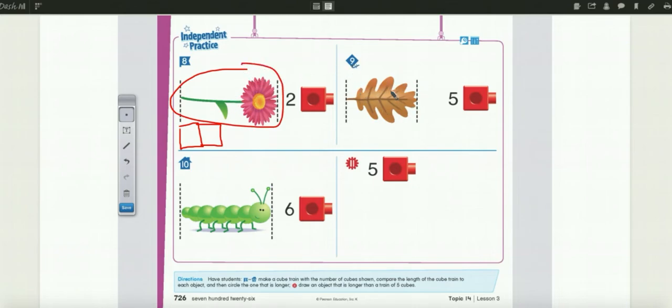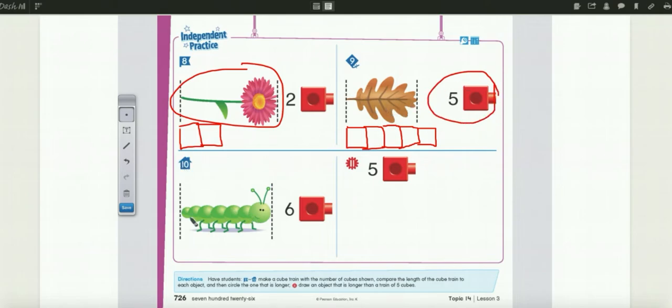Let's look at number 9. We have a picture of a leaf and 5 cubes. Which one do you think is longer? Let's check. 1, 2, 3, 4, 5. Yes, the 5 cube train is longer than the leaf.